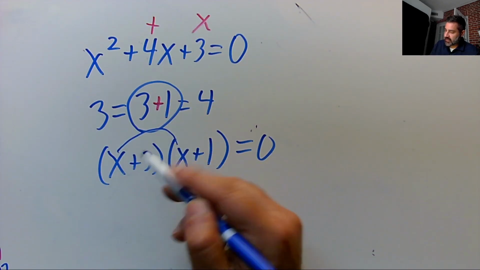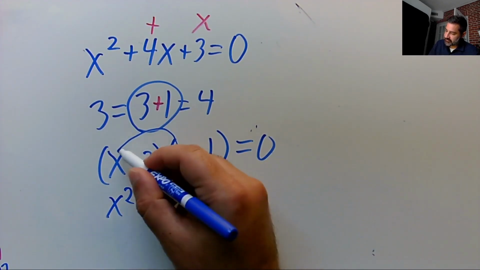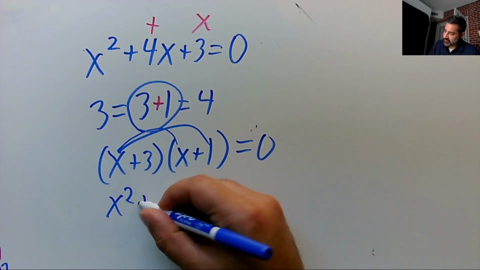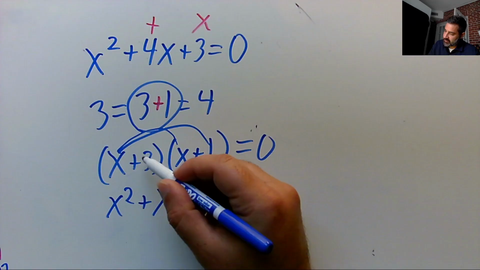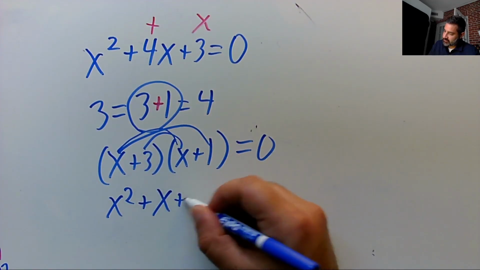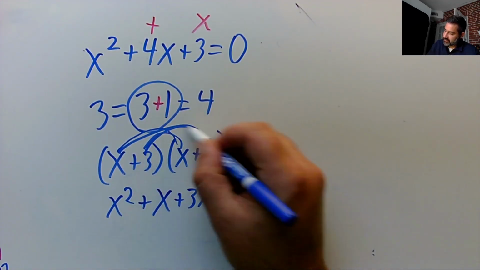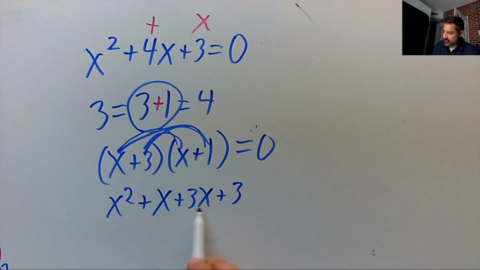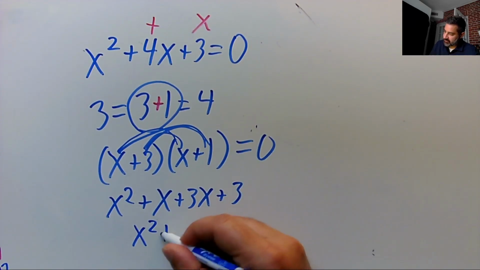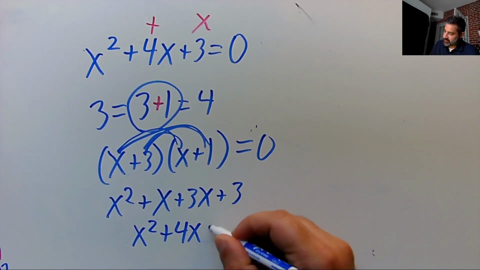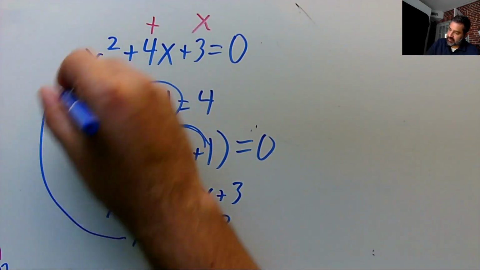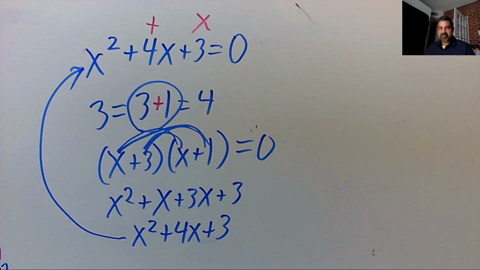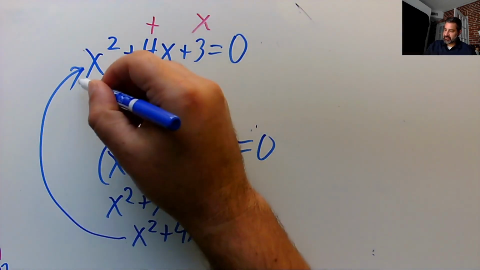Let me expand that just to make sure that it works. So x times x is x squared. x times 1 is plus x. 3 times x is plus 3x. And 3 times 1 is plus 3. We combine the like terms, so we end up with x squared plus 4x plus 3, and that is equal to our original problem. So these two are equivalent.